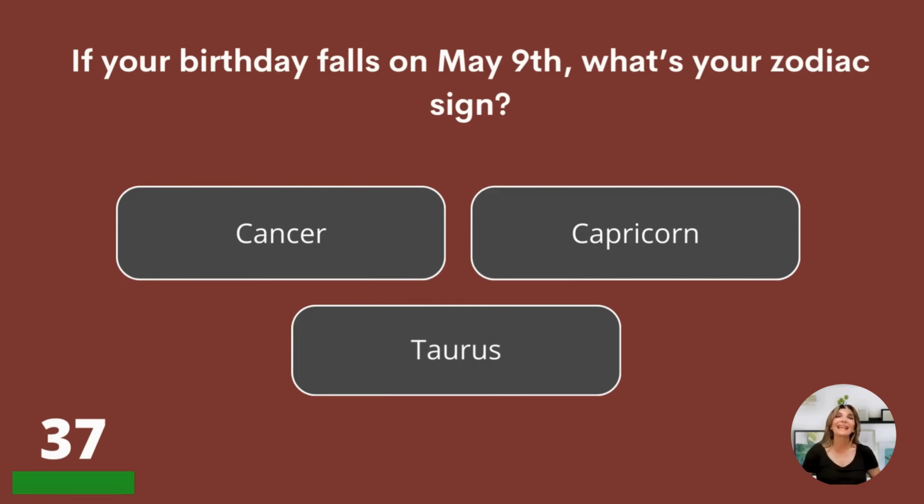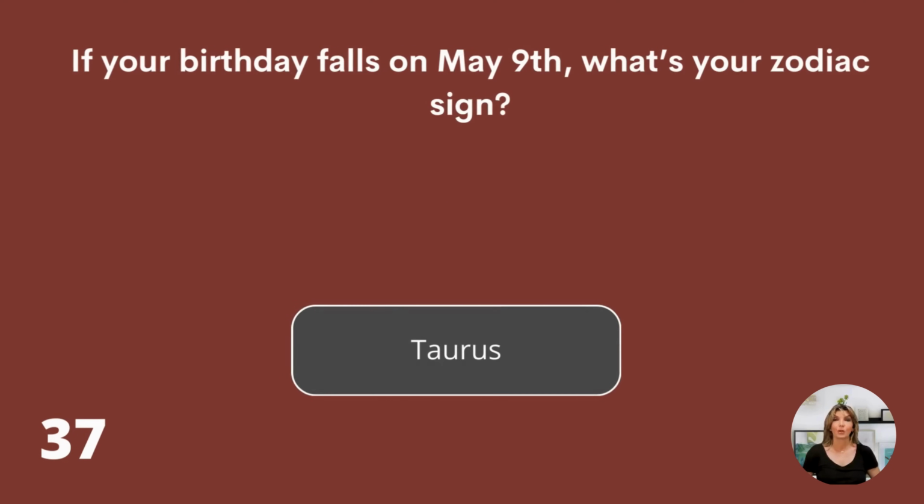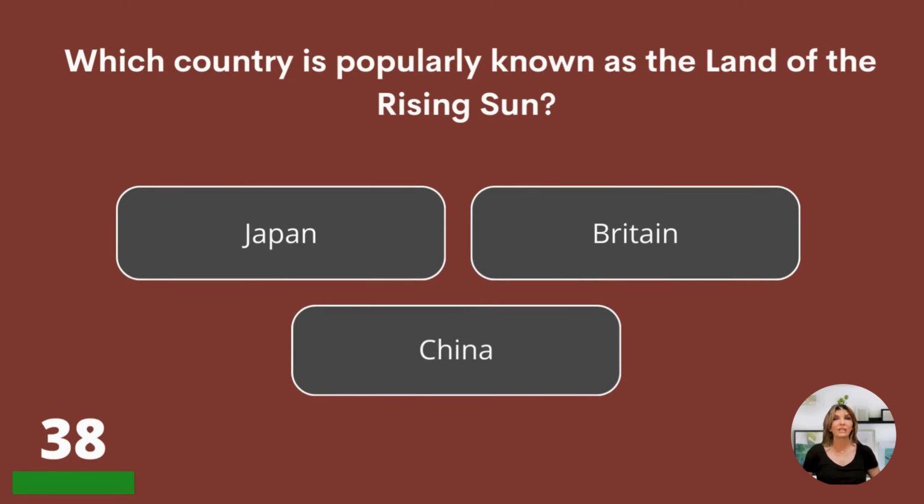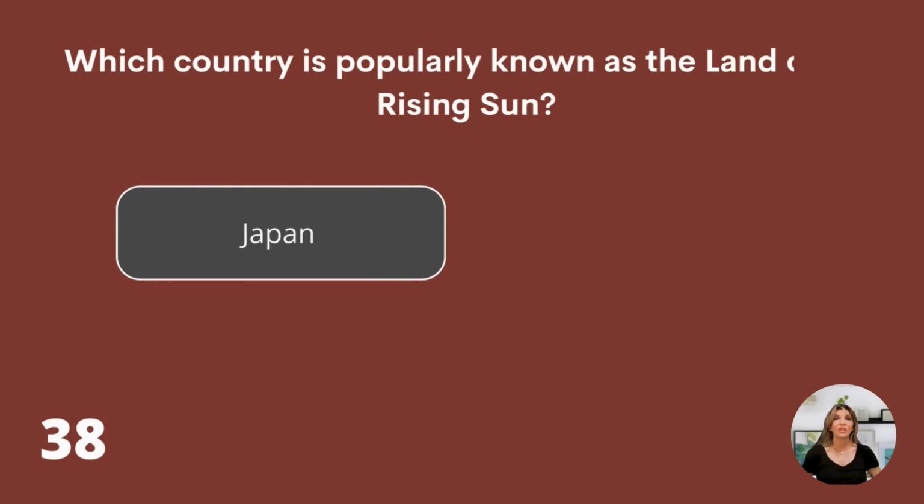If your birthday falls on May 9th, what's your zodiac sign? Cancer, Capricorn, or Taurus? Taurus. Which country is popularly known as the land of the rising sun? Japan, Britain, or China? Japan.